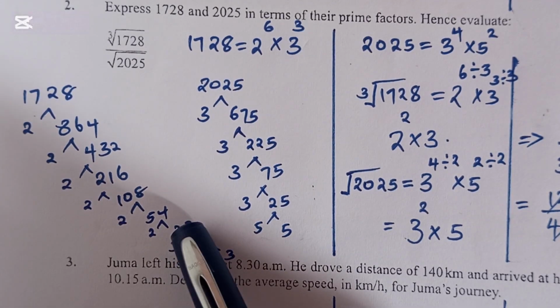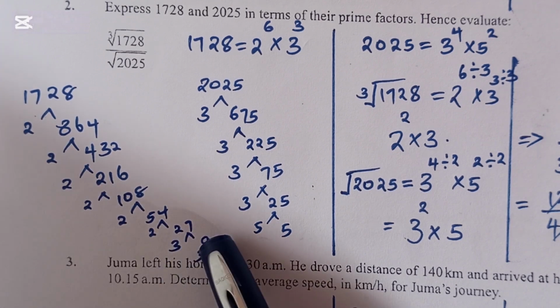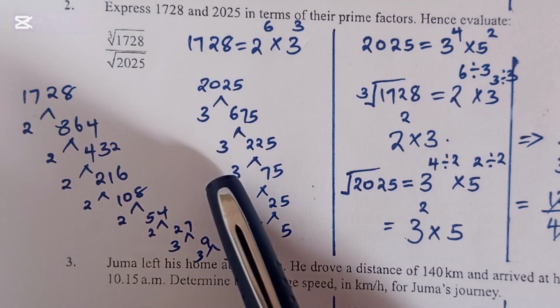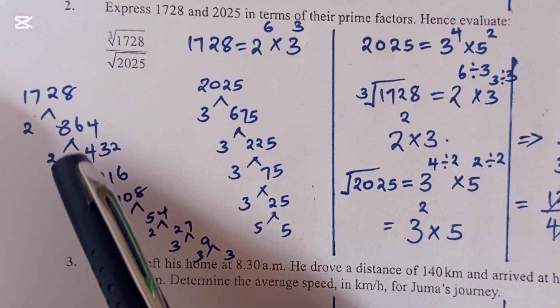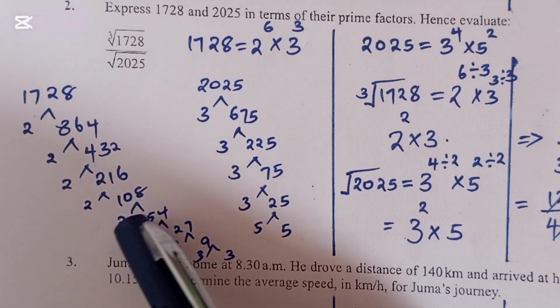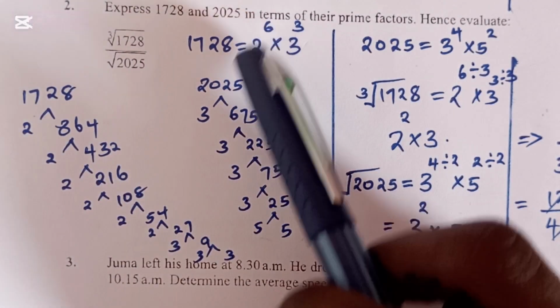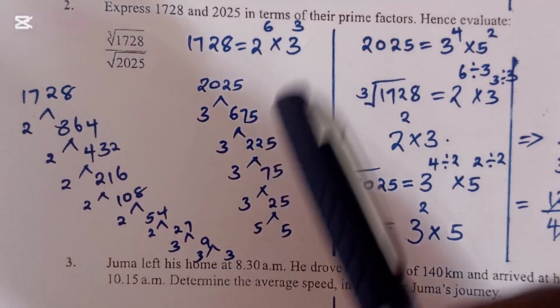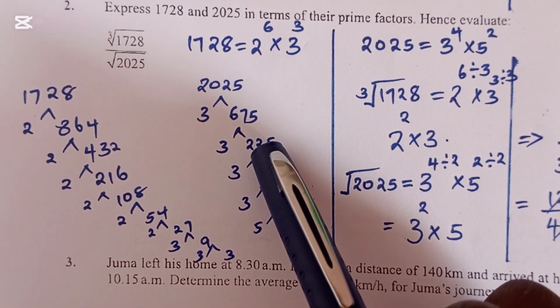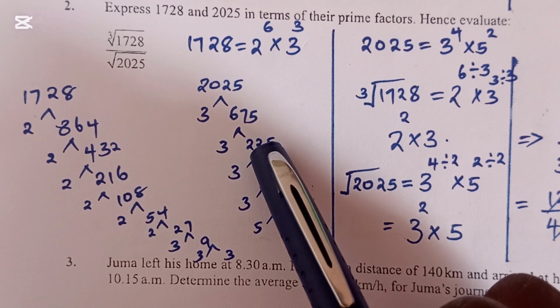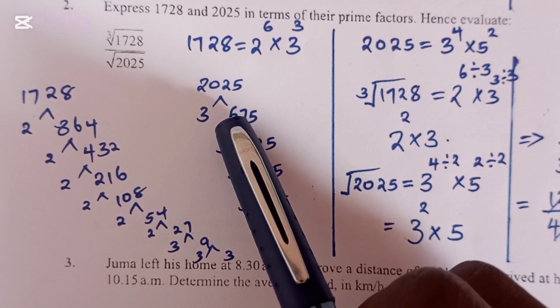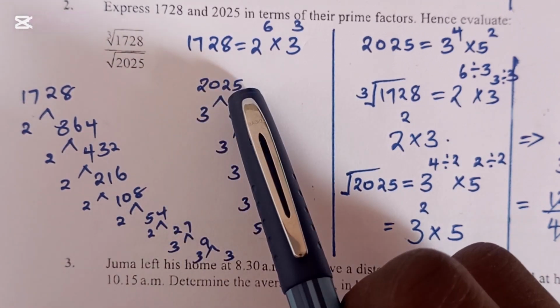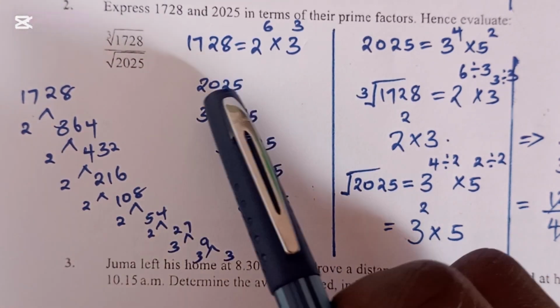27 is an odd number. Now we cannot divide it by 2, but we can divide it by 3, which gives 9, and 9 by 3 is 3. So we can say 1728 is the same as 2 times 2 times 2 times 2 times 2 times 2, which is 2 power 6, times 3 times 3 times 3, which is 3 power 3. So this is how we express 1728 in terms of prime factors, as 2 power 6 times 3 power 3.